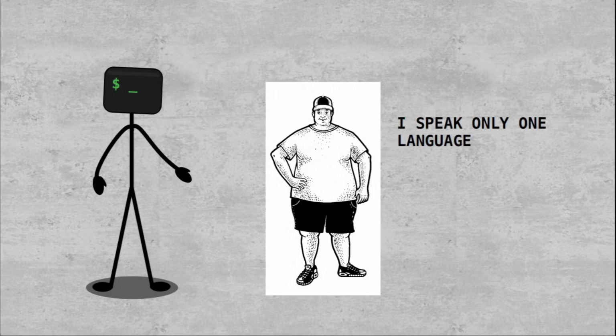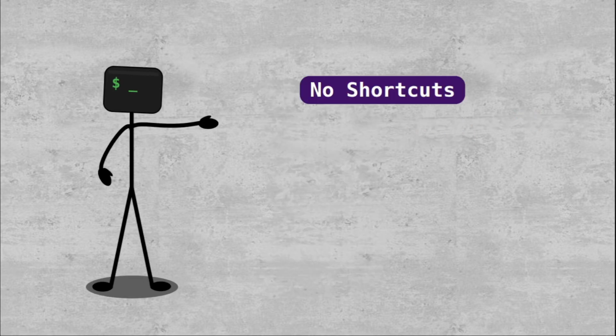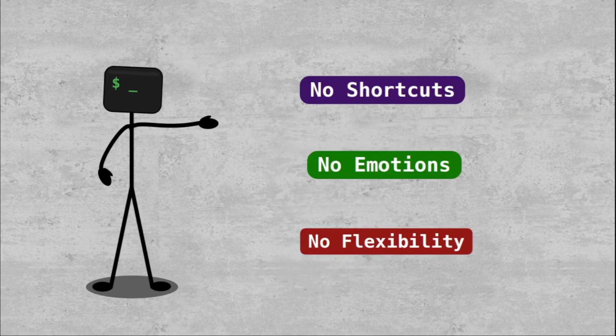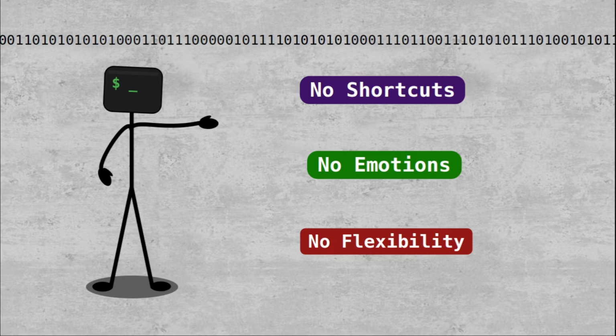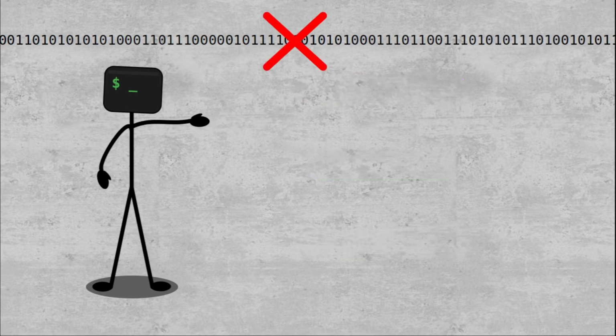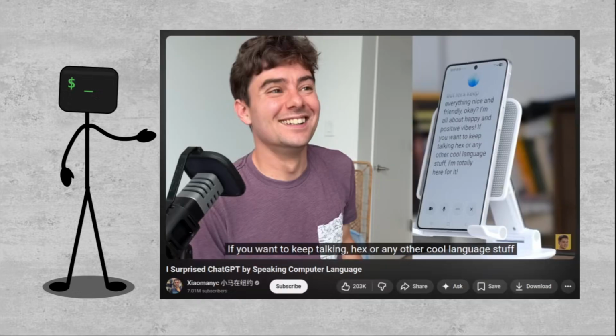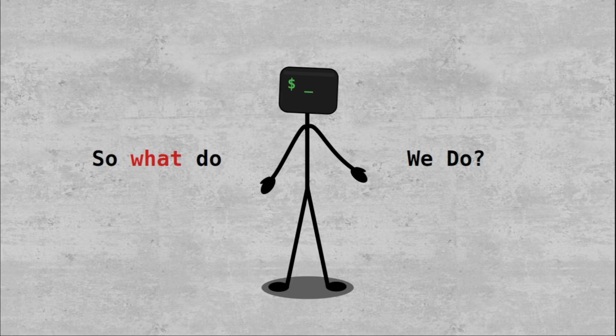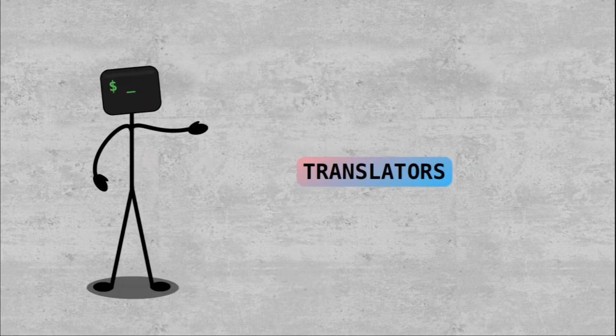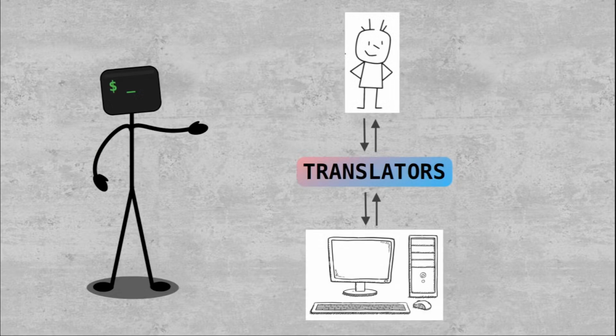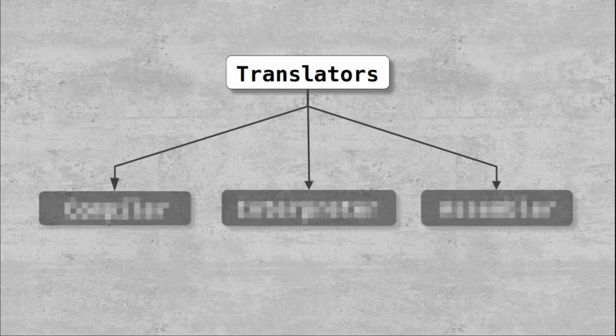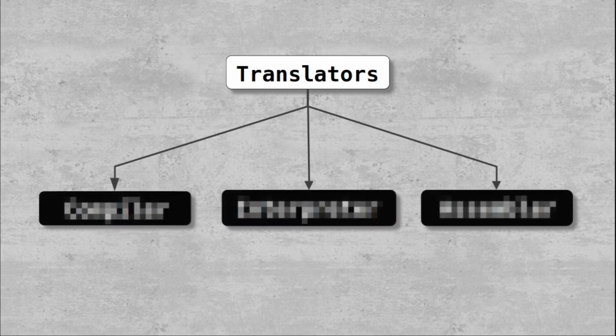Think of computers as someone who speaks only one language, and that language is machine language. No shortcuts, no emotion, no flexibility, just zeros and ones. But you don't speak that language unless you're this guy. So what do we do? We use translators to act as a middleman between humans and machines. There are three main types of translators. Let's explore one by one.